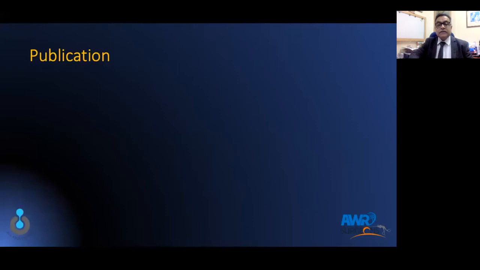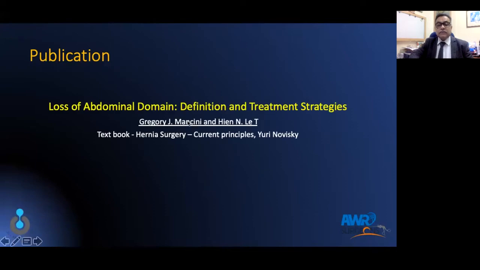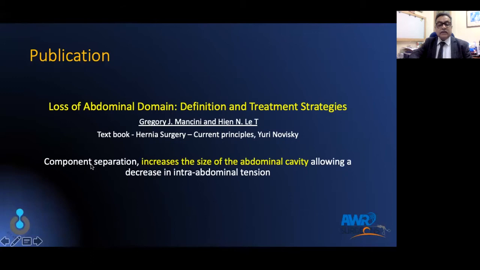If you see the publication on LOD, this is a chapter written in the textbook of hernia surgery, Current Principles, which is Yuri Novitsky's edited book. It says that component separation increases the size of the abdominal cavity. So for loss of domain cases, component separation is a boon, and it causes an increase in size and decreases the intra-abdominal tension, which is what is required.